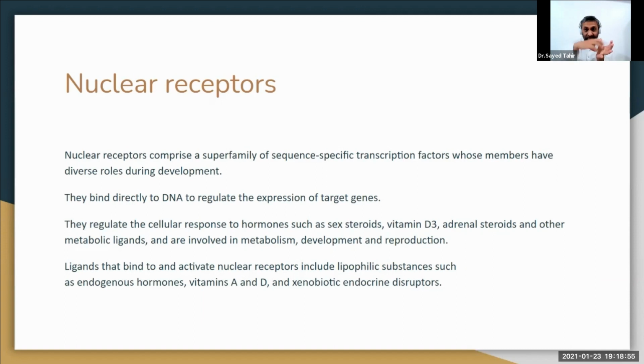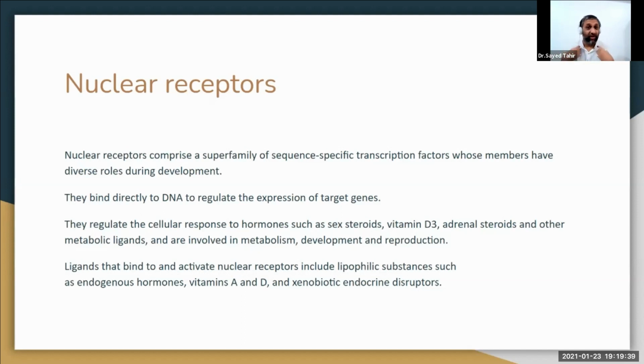Once they activate nuclear receptors, they take the information from the nucleus, from the DNA, and transmit it to the cell. That is how energy metabolism, homeostasis, and cell differentiation, from one cell forming into organs and the whole organism, is transcribed. These ligands are there in our own body: endogenous hormones, thyroid hormones, adrenal hormones, glucocorticoids, estrogen, progesterone, vitamin A, vitamin D, and also xenobiotic endocrine disruptors.